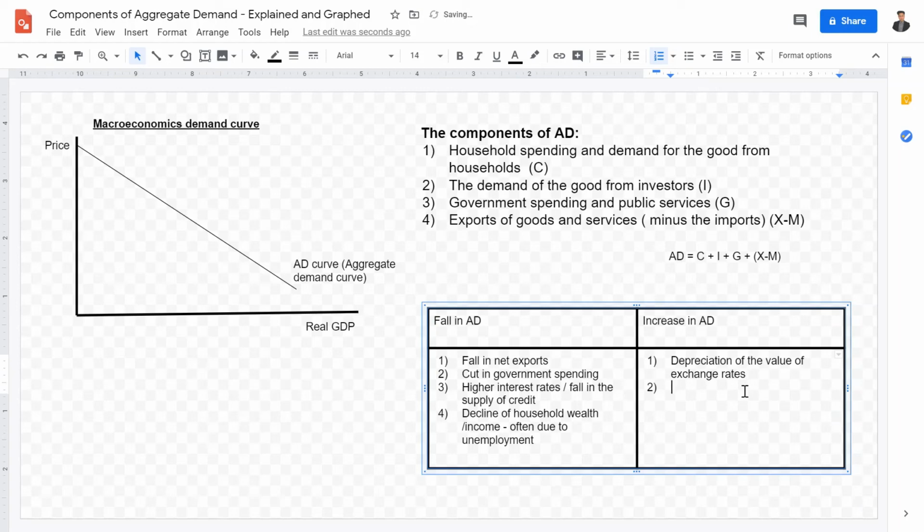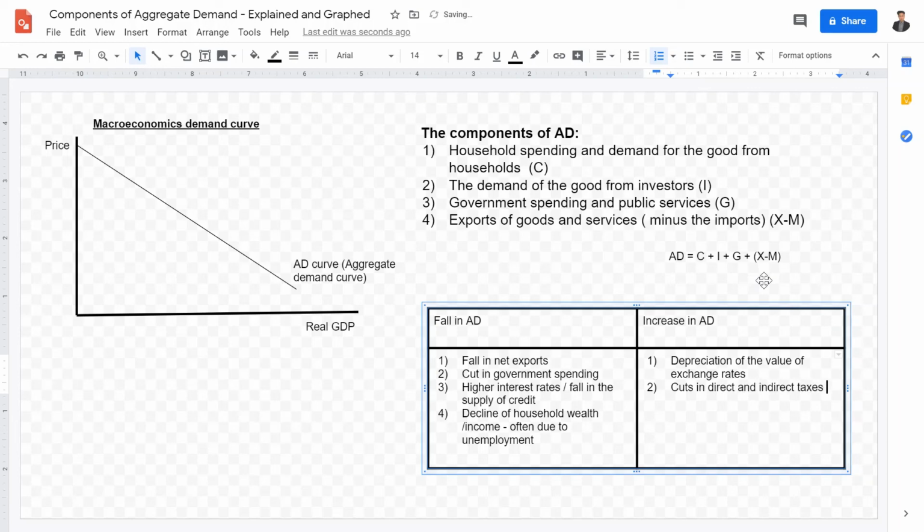Okay. So for example, it will be cheaper for a foreign currency to be converted to the domestic currency, maybe due to the depreciation of the value of the exchange rate, leading foreign investments or foreign bought goods within the country to increase. So the exports will increase, leading to an increase in aggregate demand. That's one example. Another example is cuts in direct and indirect taxes.